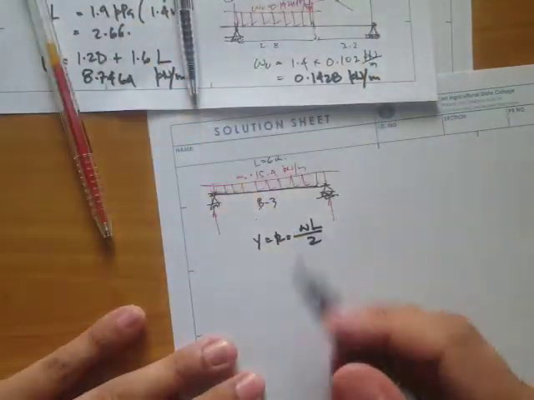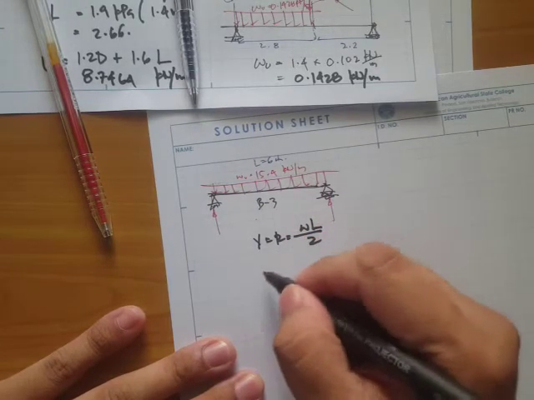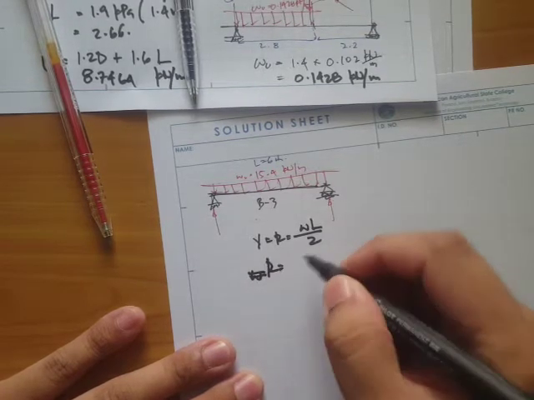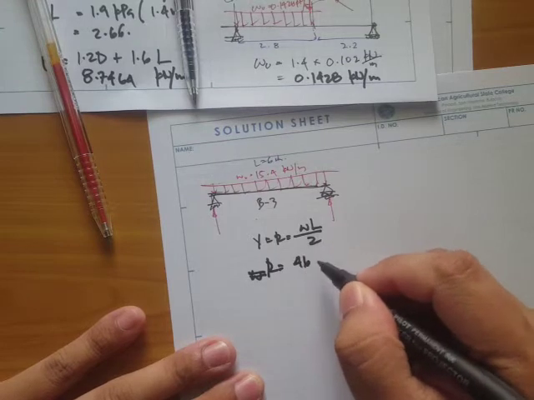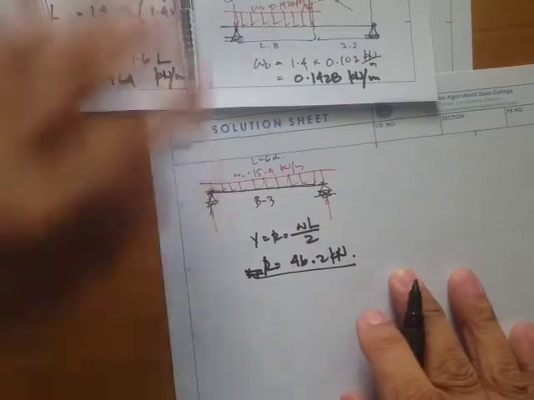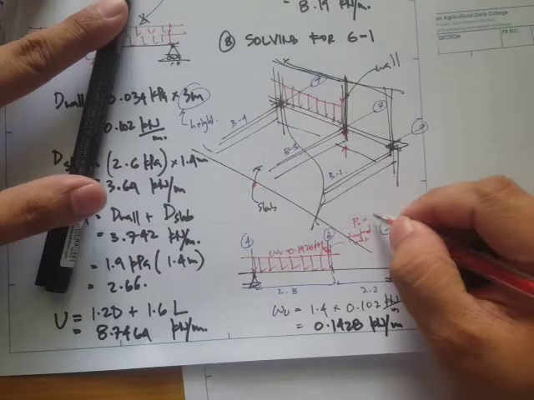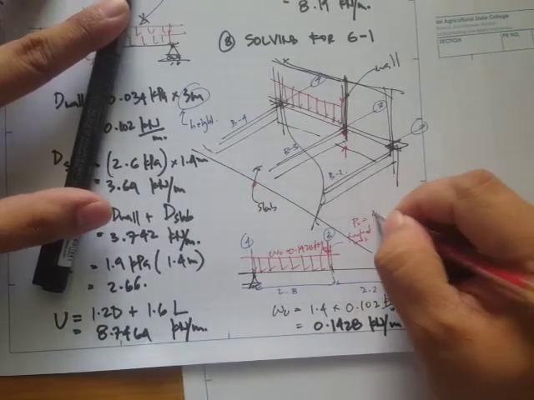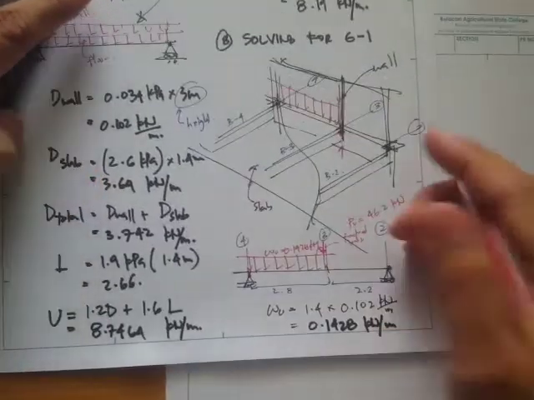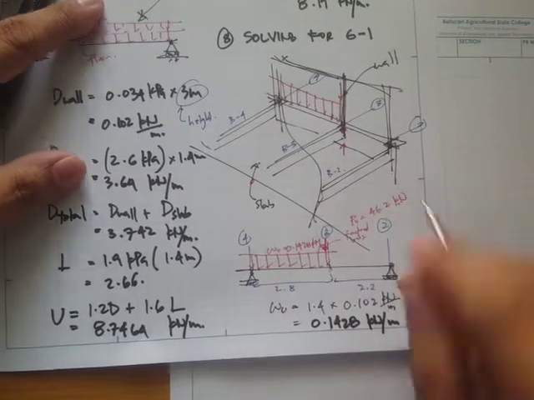The value is just 46.2. So R is equal to 46.2 kilonewton. Meaning our load here is 46.2 kilonewton. Okay, so the unit is in kilonewton because it's a concentrated load.